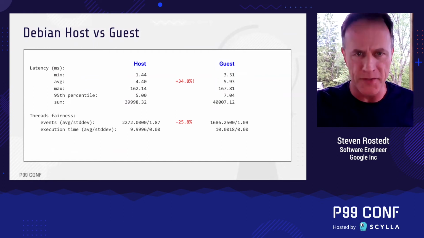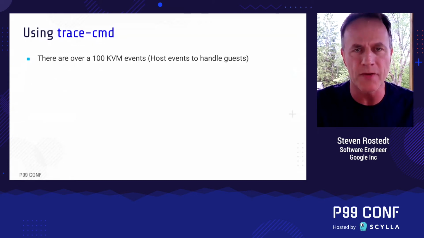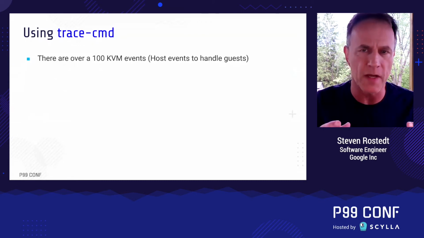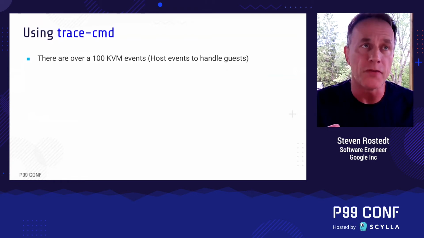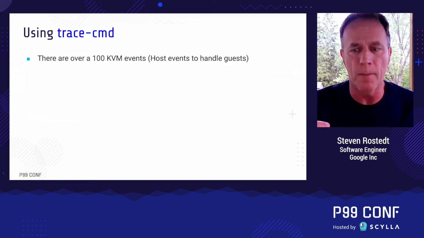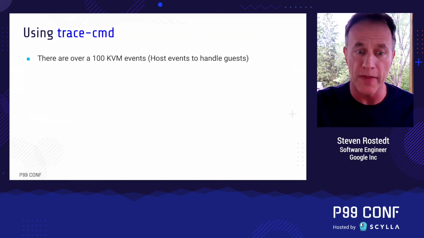So how do we analyze all this? Again, I said I'm going to use trace-cmd. And luckily, KVM, the kernel virtual machine utility that Linux as a hypervisor runs, has over 100 events that it can use to examine this. And these events are triggered when it tells you what KVM's doing to handle the guests.